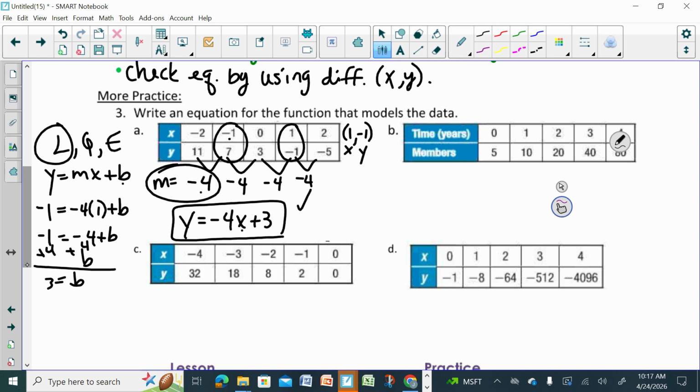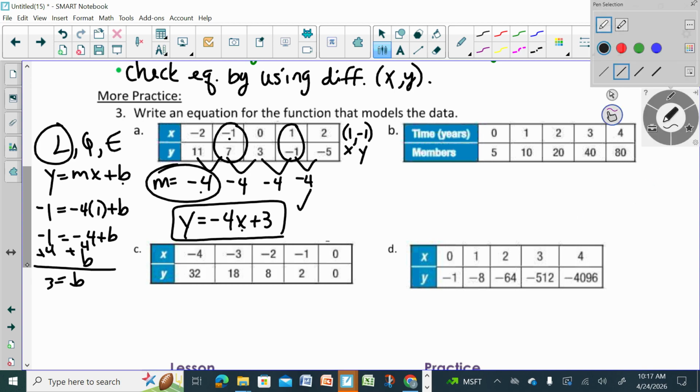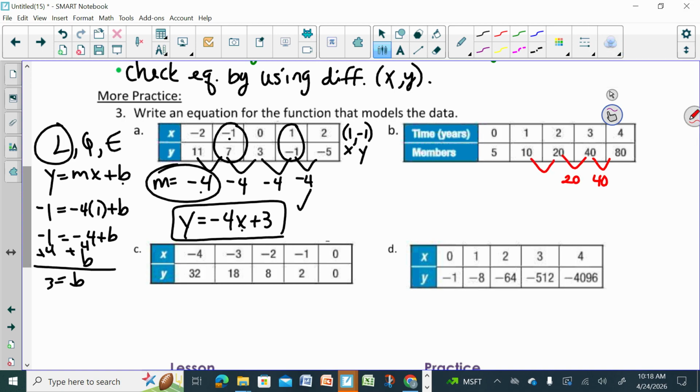Okay, let's go on to letter B and move my little tools over here. So for B, I'm going to do 80 take away 40 is 40. 40 take away 20 is 20. 20 take away 10 is 10. 10 take away 5 is 5. So it is not linear.